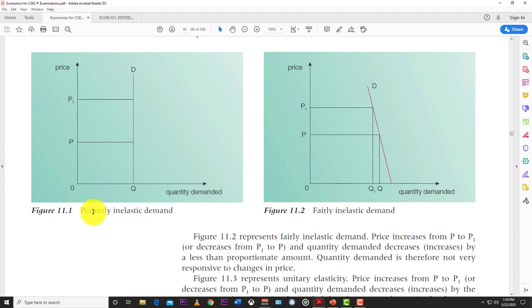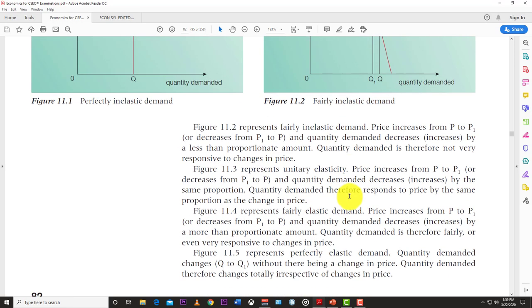For the textbook, you have perfectly inelastic demand, a straight line. No matter where the price changes, you move the price from here to here, demand remains the same, perfectly inelastic. Then you have fairly inelastic, a steep curve, but still a shift nonetheless. But the shift in quantity demanded is minute compared to the shift in the price. Look at the big jump in price change, but look at the small change in quantity demanded. That's fairly inelastic, and we'll understand why later on.